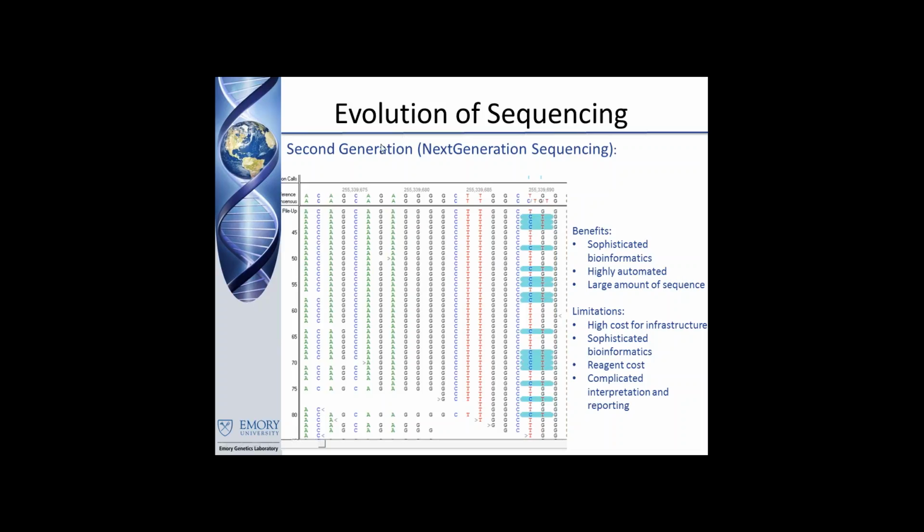And as you can tell from looking at data like this, a high level of automation in reviewing this data is now possible. There are sophisticated bioinformatics processes that are available to do this, and we can generate and analyze a huge amount of sequence this way. There are limitations of this testing. The cost for the infrastructure to do this is high. Although the sophisticated bioinformatics techniques are a benefit, they're a limitation as well because you have to acquire those. The reagent cost is high, and again, you still have a complicated interpretation and reporting limitation, and in this case, it's amplified by the amount of sequence that can be generated.